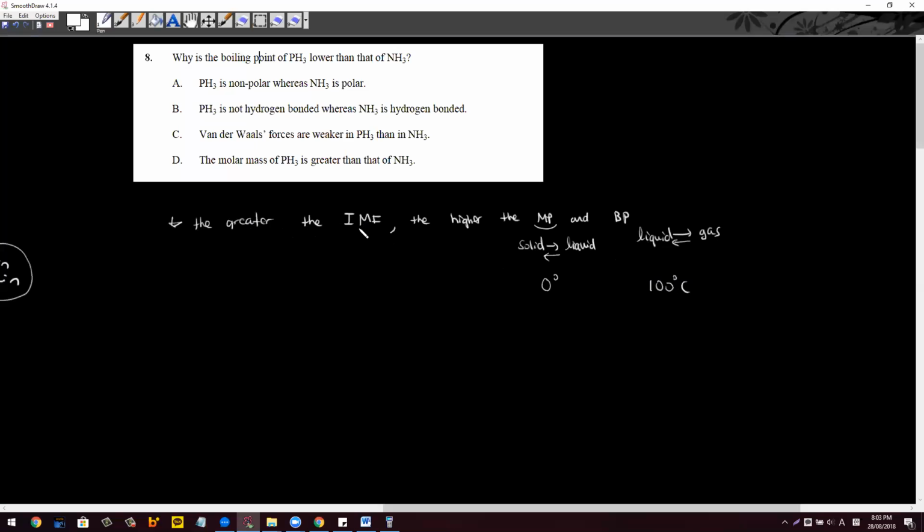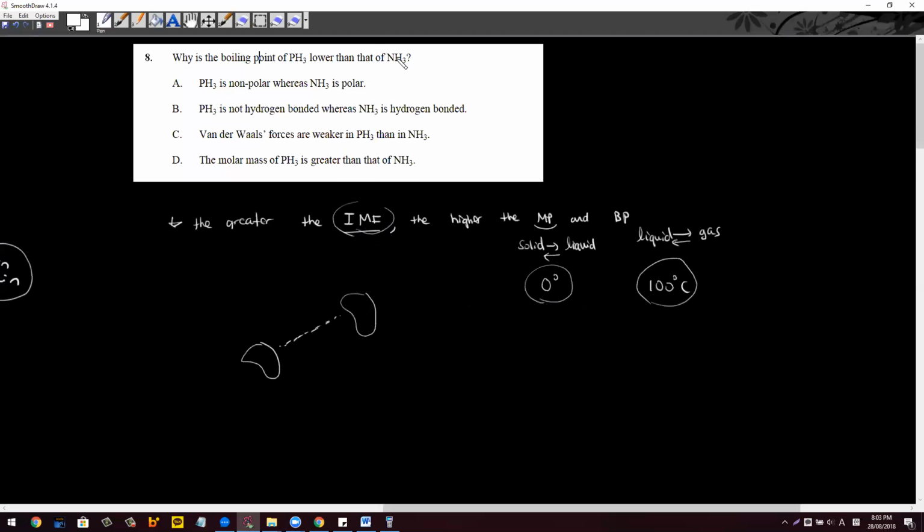But if you have the intermolecular force, so this one here and this one here, if the intermolecular force between molecules is strong, then it'll be difficult to separate these two. That's why it'll have a high melting point and high boiling point. All right, that's what it's saying.